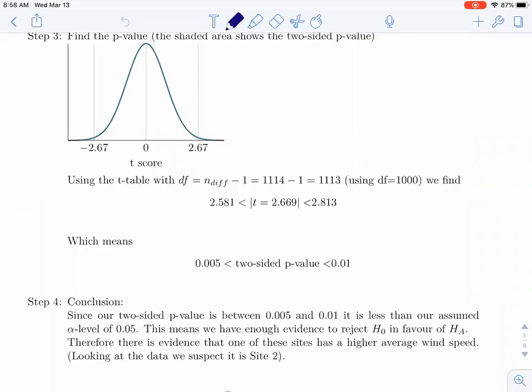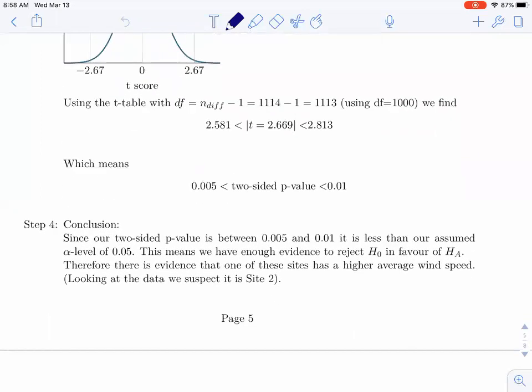So it's good. So now we know our two-sided p-value is really small. Since our two-sided p-value is between 0.005 and 0.01, it's less than our assumed alpha level of 0.05, which means we have enough evidence to reject H naught in favor of HA. Therefore, there is evidence that one of these sites has a higher average wind speed. Remember, because we did a two-sided test, all we can say is that there is a difference between the two, making one have a higher wind speed than the other.